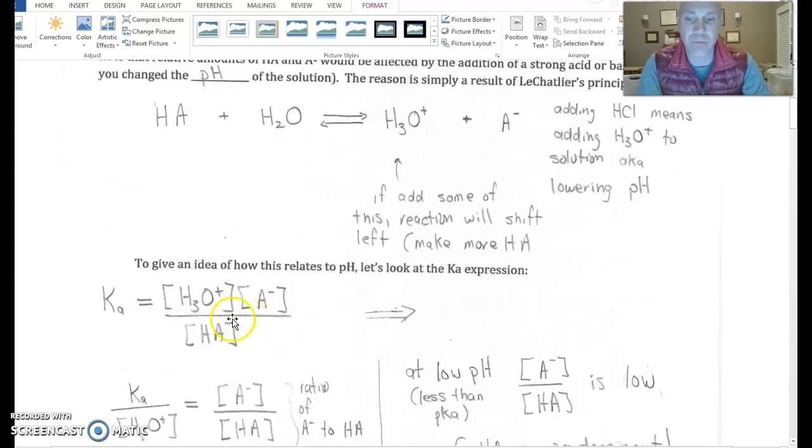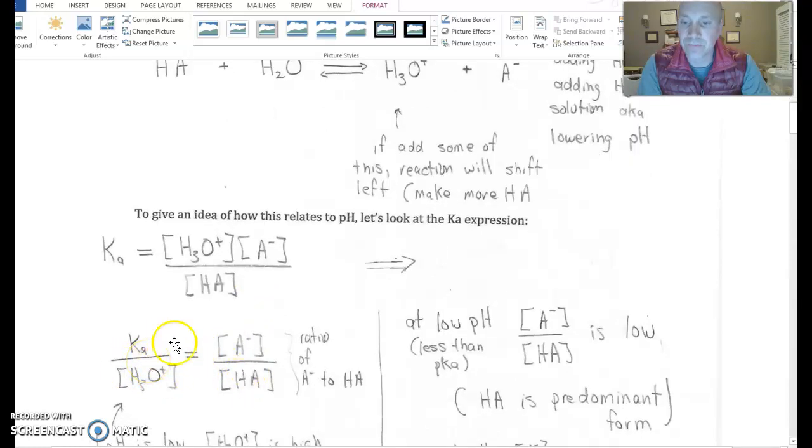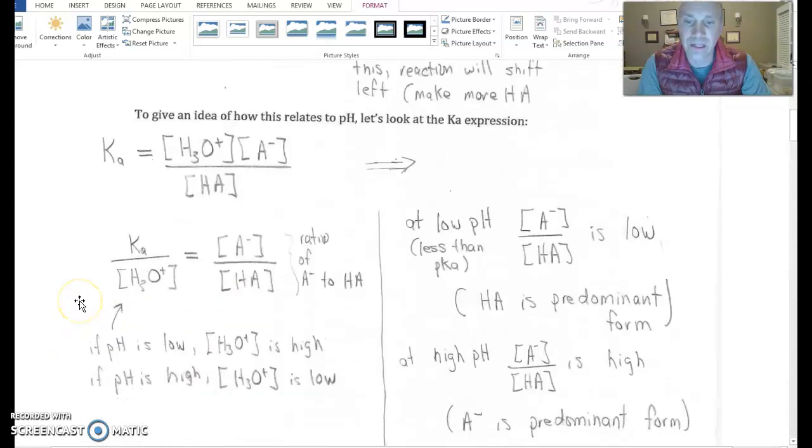So let's look at it from a mathematical point of view. Recall that Ka is related to this generic expression right here, and we could rearrange this equation to give the following. We just move H3O+ down and divide both sides by H3O+. That would give us this right here. Let's take a look at this and think about what it would mean. On this side, you've got A- over HA. Essentially, that's just going to represent a ratio of A- to HA.